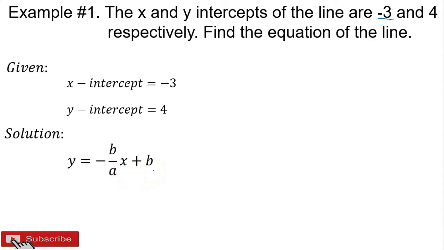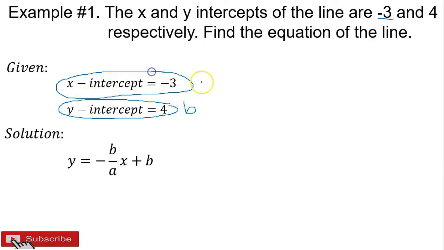So, paano natin ma-identify kung saan yung a, saan yung b dito sa x and y intercept? Yung y intercept natin, tatandaan natin ito, yung y intercept natin, that is our b. Okay? Yung x intercept natin, that is our a. Ayan. So, substitute lang natin yung value ng a at saka b dito sa ating formula.